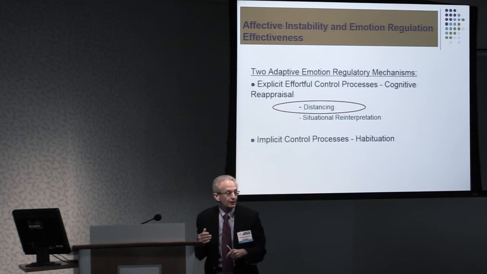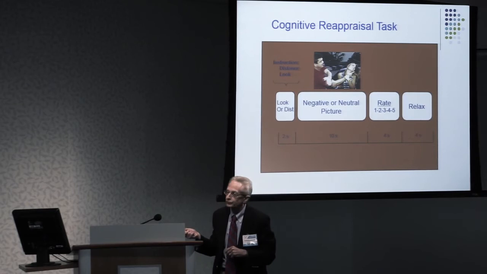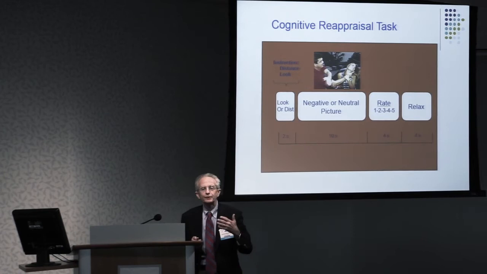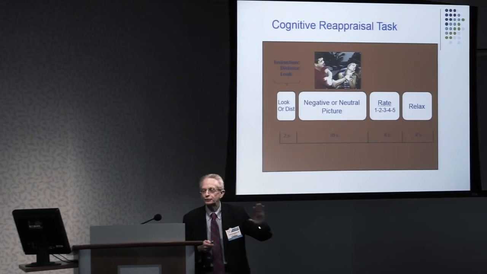And so this is how we looked at it in the scanner. We showed our patients emotional pictures, negative and neutral pictures. These are from the International Affective Picture Set, a standardized set of pictures. And before we brought them into the scanner, we trained them in distancing. We said, look at the picture as though you're an anthropologist, just observing the scene, or as though this is someone who has nothing to do with you. They're nothing like you. And people catch on pretty easily to do this.